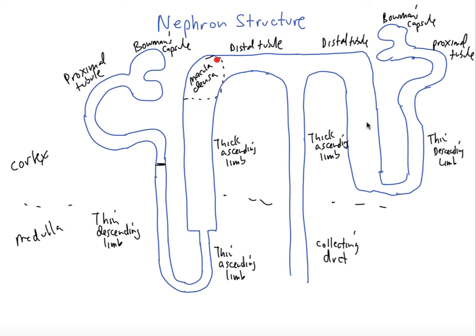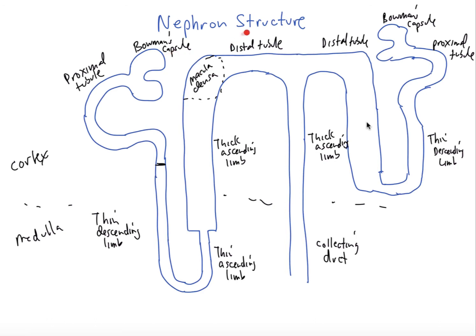Also notice that there's a region that is adjacent to Bowman's capsule, and I don't have it shown here, but there is the blood supply that comes in, and the glomerulus would be right here with the afferent arteriole, and this is in very close proximity. These macula densa cells are thick ascending limb cells that have been specialized to send special signals to the afferent arteriole to regulate renin secretion as well as glomerular filtration, and we'll talk about that in another video.